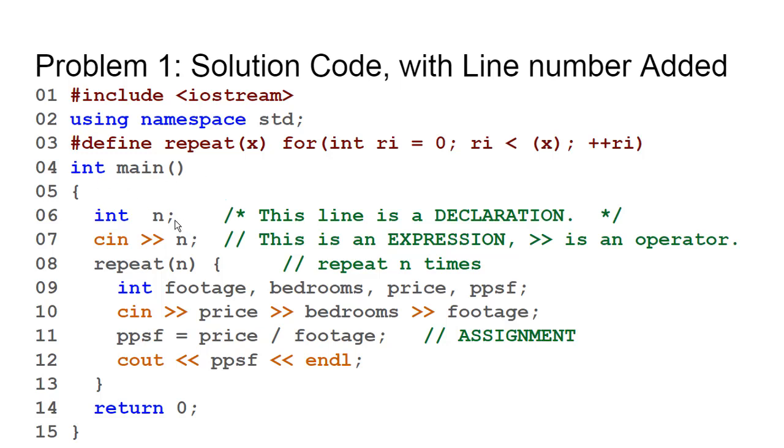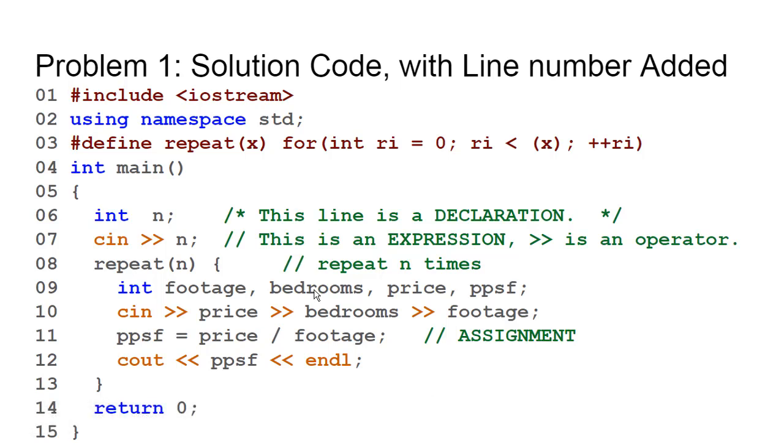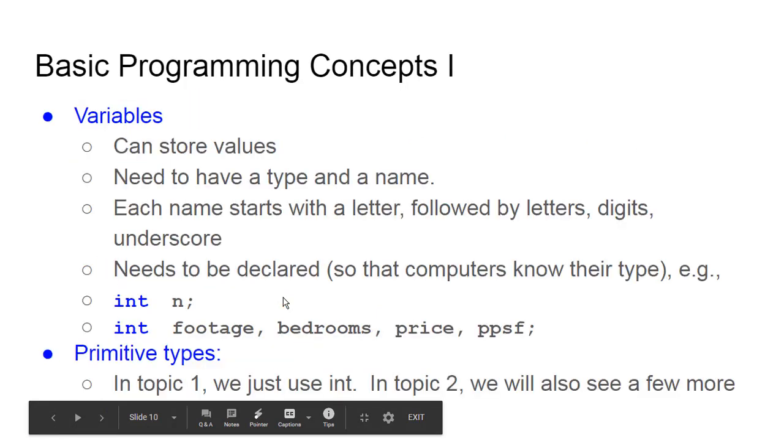Inside this compound statement, we have a declaration statement, we have an input statement, and then we have a sort of more complicated statement, a for loop statement, which I use this macro as a shorthand, and then followed by a compound statement. So from line 8 to 13, open curly bracket and close curly bracket. So this is another compound statement, consists of more primitive statements.